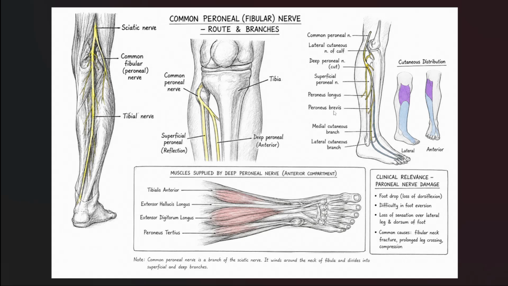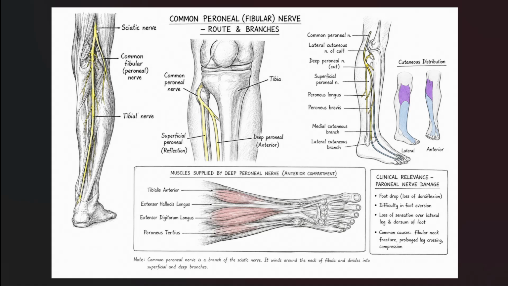Alright, let's talk about common peroneal nerve injury, which is one of the nerves that is quite extensively tested on the exam and is also very common. So we will first go through the root, then we will see its motor supply and its sensory supply to make sure that you get all of them together.